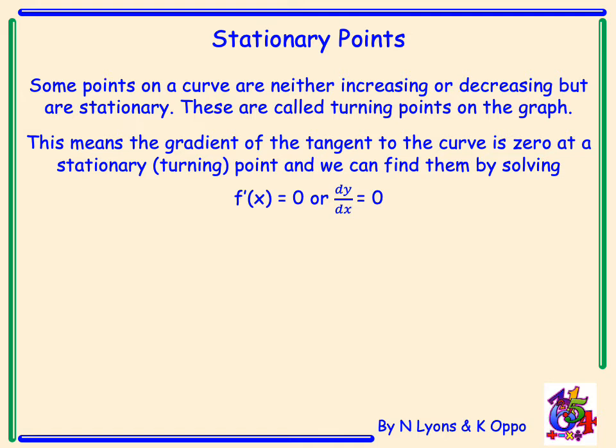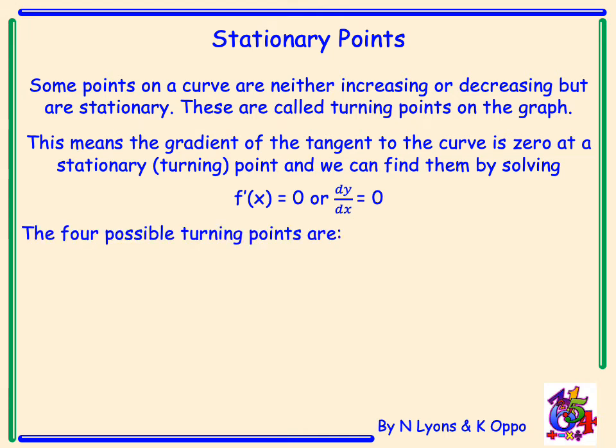Now you saw in the previous lesson all about stationary points. So some points in a curve are neither increasing or decreasing but are stationary. These are called turning points in a graph. This means the gradient of the tangent to the curve is 0 at a stationary turning point, and we can find them by solving f dash of x equals 0 or dy by dx equals 0.